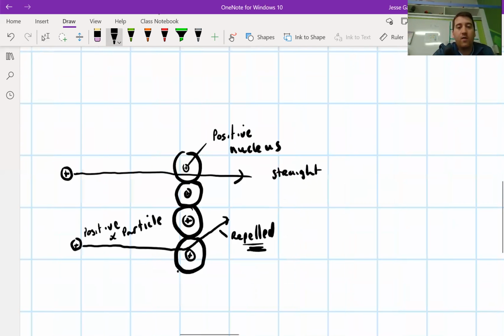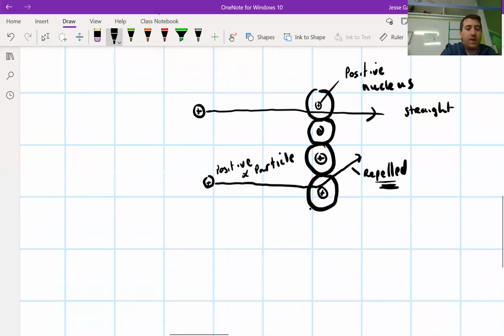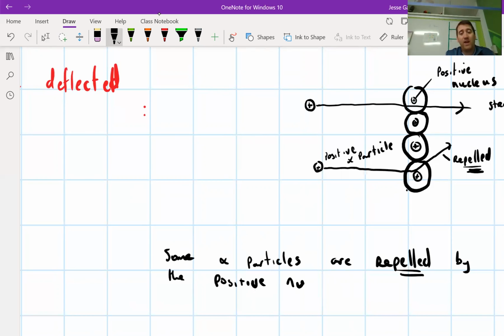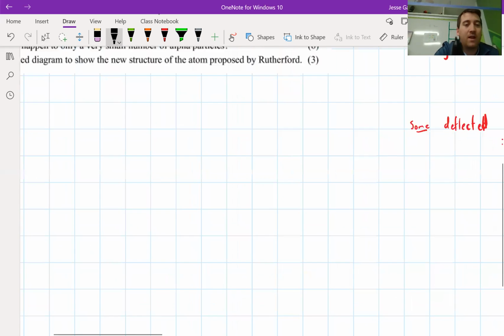Okay, so what have you written? What you should have written here is that some alpha particles are repelled. Repelled is definitely a key word you want in your answer when you're talking about why they're reflected. Repelled by the positive nucleus. That's really it. That's as simple as it is. But if you don't use the word repelled, or the phrase positive nucleus, or that they have the same positive charge as the nucleus, then you're just not hitting the key points. Okay, all right. That was for 6 marks.